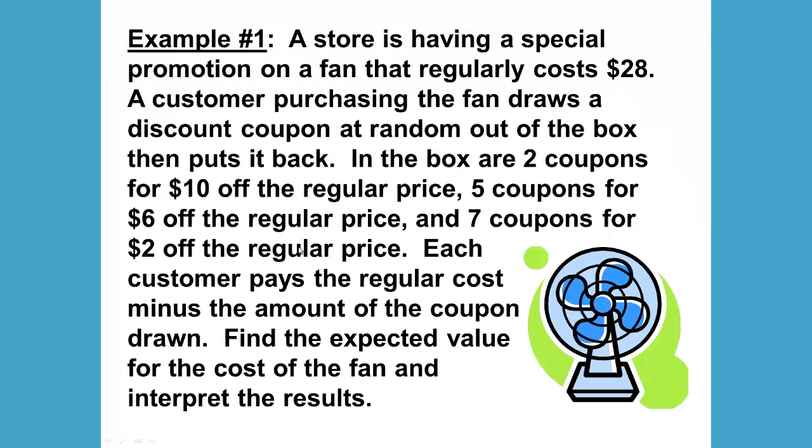Let's look at an example. A store is having a special promotion on a fan that regularly sells for $28. A customer purchasing the fan draws a discount coupon at random out of the box, then puts it back. In the box are 2 coupons for $10 off the regular price, 5 coupons for $6 off the regular price, and 7 coupons for $2 off the regular price. Each customer pays the regular cost minus the amount of the coupon drawn. Find the expected value for the cost of the fan and interpret the results.